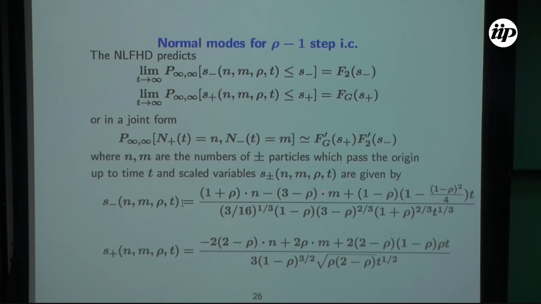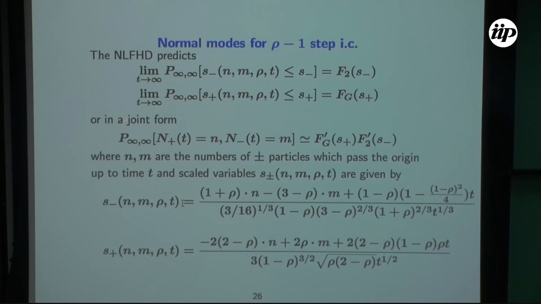The scaled variables for the normal modes look pretty complicated, but they are given by this. They are not so difficult because these coefficients, n and m, are the number of plus and minus particles which pass the origin up to time t. So these are random variables. And these coefficients come from this switching to the normal modes. And then this corresponds to the average behavior of the current. For this mode, we expect to see the KPZ behavior, t to the 1/3. For this mode, we expect to see Gaussian behavior, so we put t to the 1/2. And these scalings are to see the nice limiting distributions, right?